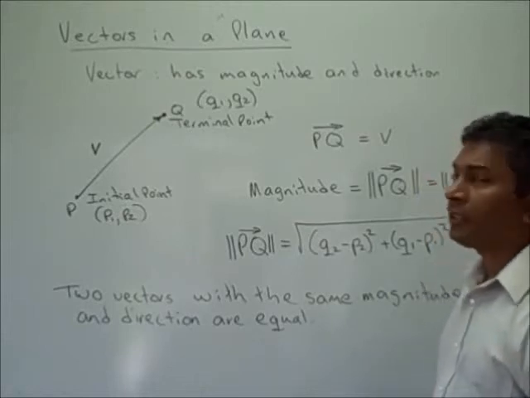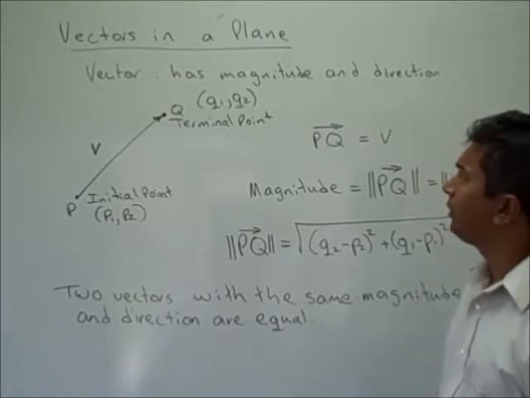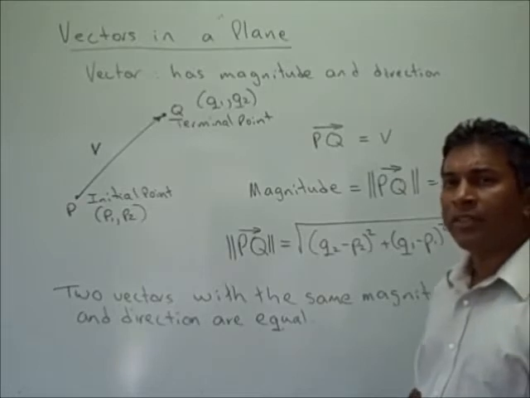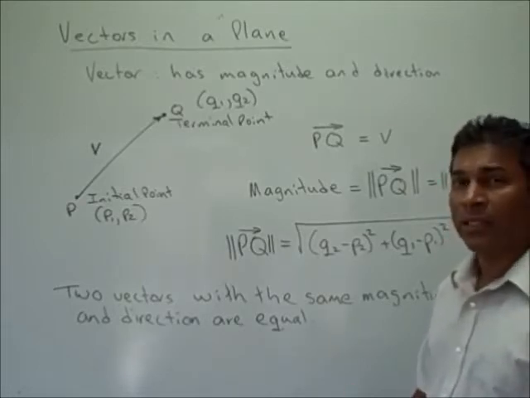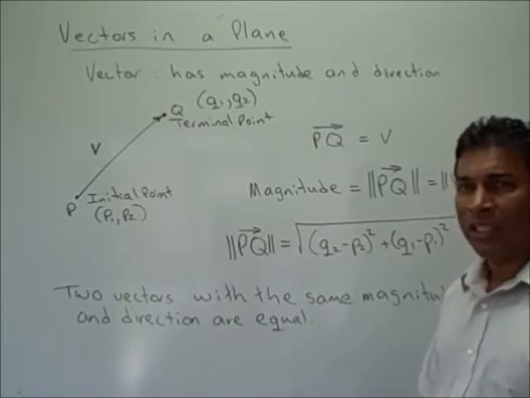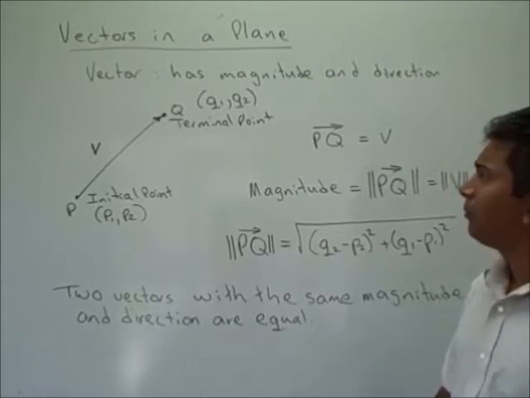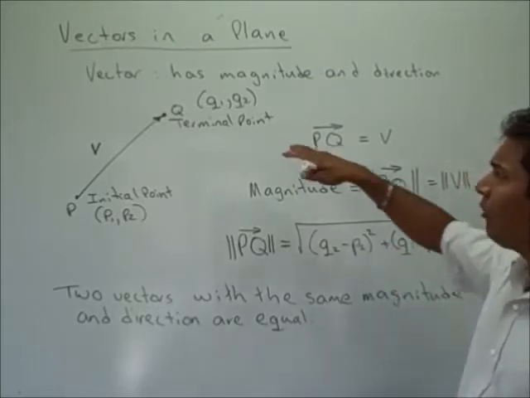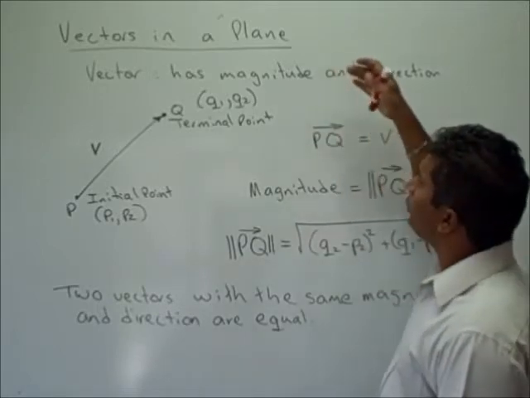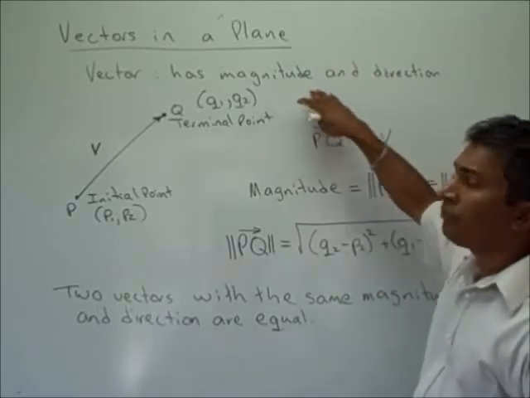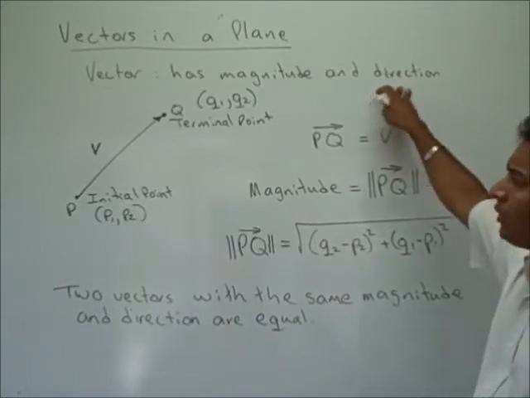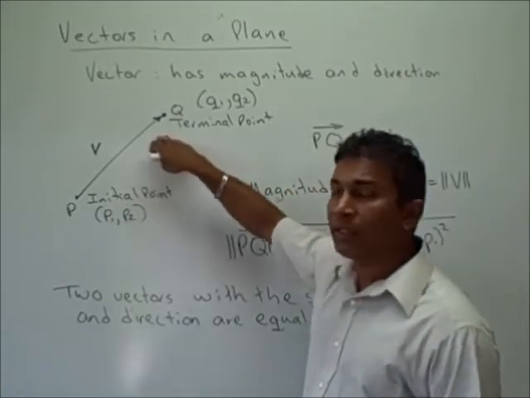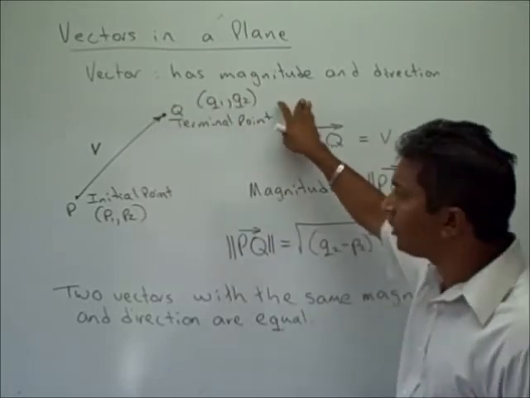In this section, we're looking at vectors in a plane. A vector, unlike a scalar quantity, which has only a magnitude, such as length, time, and speed, is two-dimensional in that it has both magnitude and direction. We use a directed line segment to represent our two-dimensional vector.